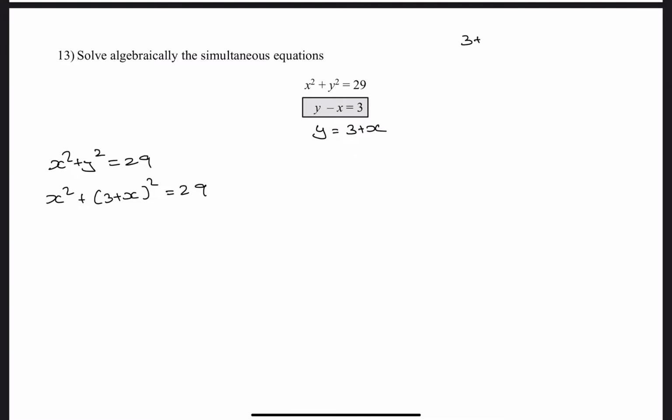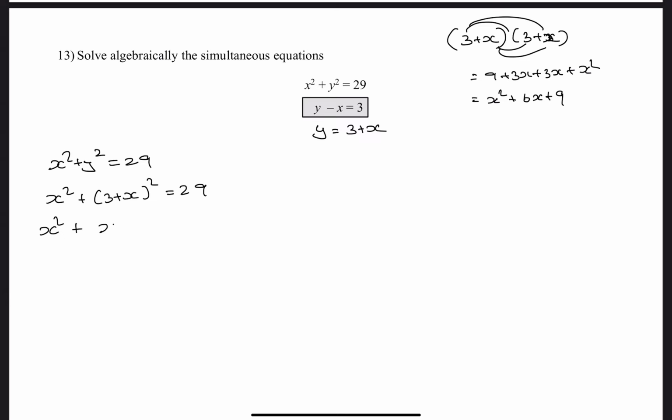3 plus x, if you square it, you know what that is. 3 plus x times 3 plus x, like that. That gives you 9 plus 3x plus 3x plus x squared. Let's write the x squared first. X squared plus how many x is that? 6x plus 9. So for the 3 plus x whole squared, that's x squared plus 6x plus 9, plus the other x squared, equals 29. Altogether 2x squared plus 6x. There's the plus 9, you minus the 29 because it moves over the equal sign, so that gives you minus 20 equals 0.